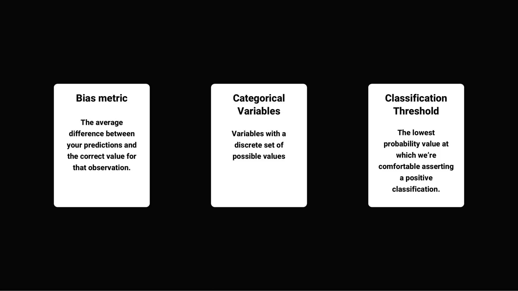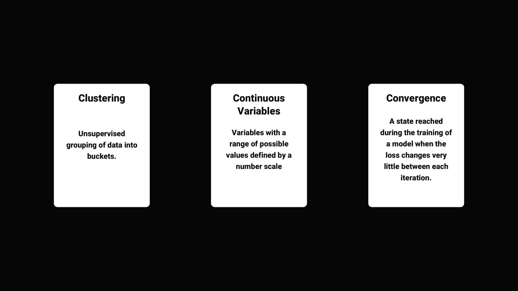Classification threshold. The point at which a machine learning model decides whether to assign a data point to a certain class or not, based on the probability or confidence level of its prediction. Clustering. The process of grouping data points together based on their similarities or patterns, without predefined classes or labels. Continuous variables. Variables that can take on any value within a certain range, such as temperature or height.